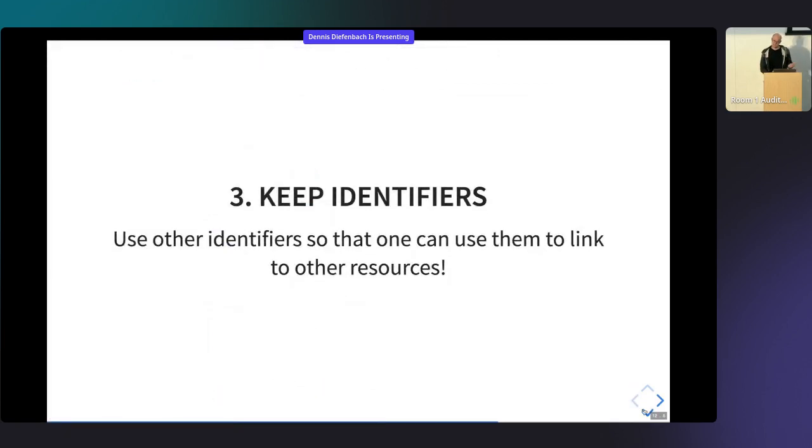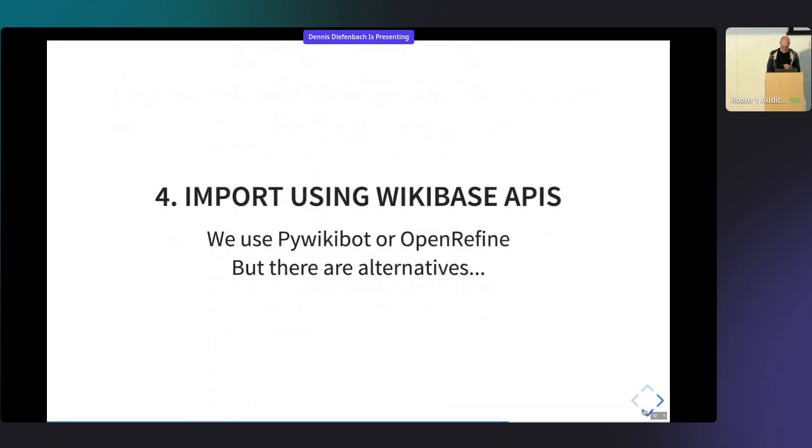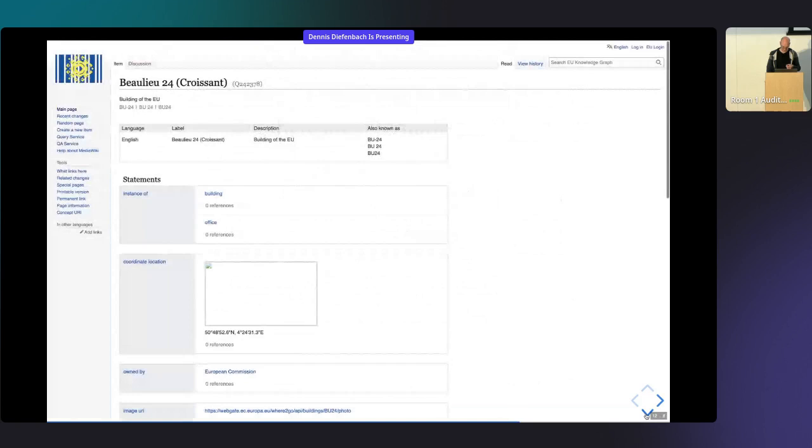So what we always do is that we keep identifiers between the original data source and the knowledge graph so that there is a connection and so that if the data changes over time, we can basically keep track of it. And at the end, the import itself is done either via client libraries. There are client libraries for every programming language. We use a lot Python. We also use OpenRefine. And there are different alternatives. The community is very big, and they thought about many different ways of ingesting entities.